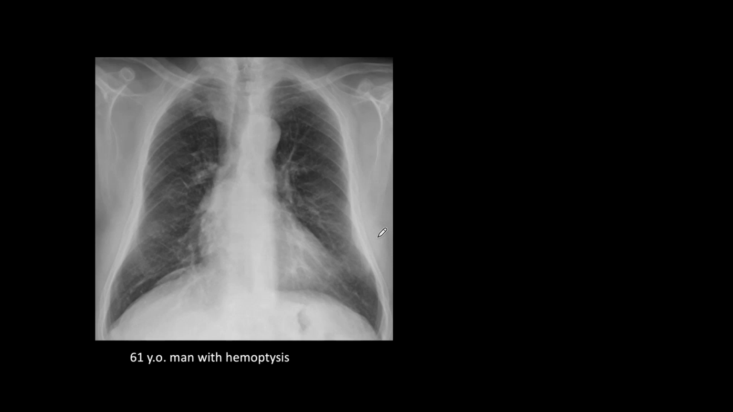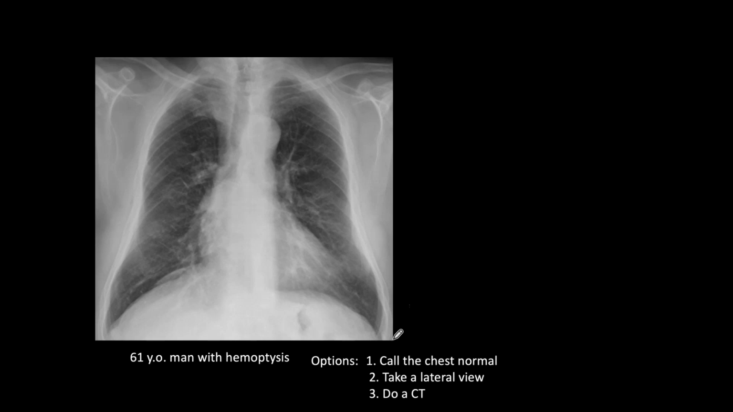This is a PA chest radiograph of a 61-year-old man with hemoptysis. And I'm going to give you 3 options. You don't have to stop the presentation. Just which one will you choose? Call the chest normal, which appears to be, take a lateral view, or do a CT.